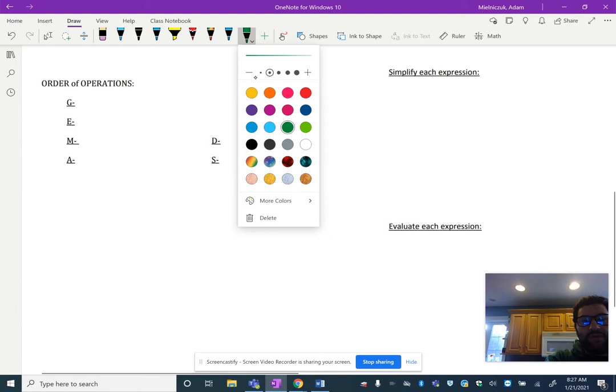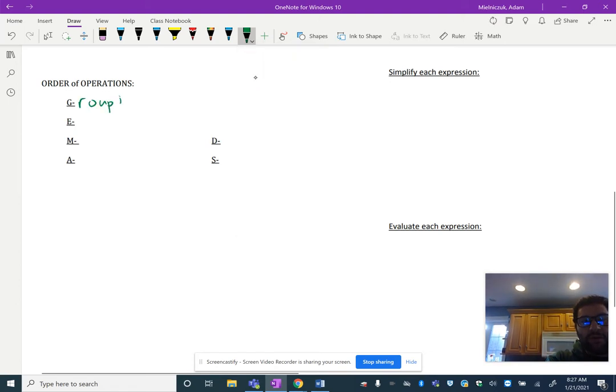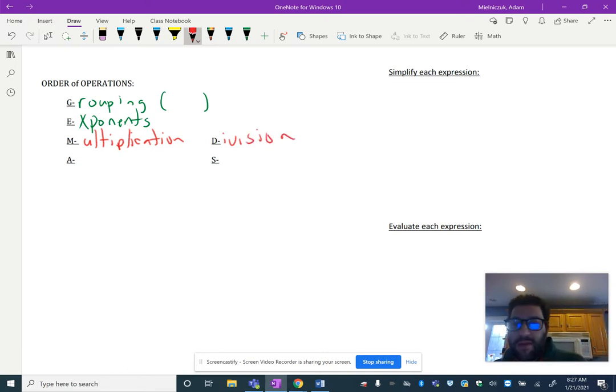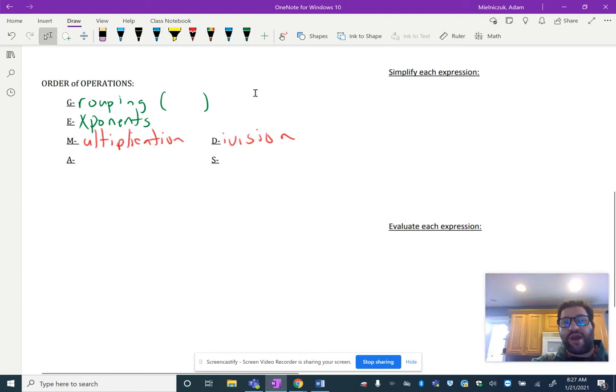So we have grouping, which is our parentheses. We have our exponents we do next. Now look at the next two. We have multiplication and division, and they're on the same line because with multiplication and division, you don't always do the multiplication first. Sometimes, if division's first, you do that. You always go left to right, just like you're reading a book. So, with multiplication and division, whatever comes first from left to right, do first. And that is the same exact thing with addition and subtraction. With addition and subtraction, whatever comes first is what you want to do.